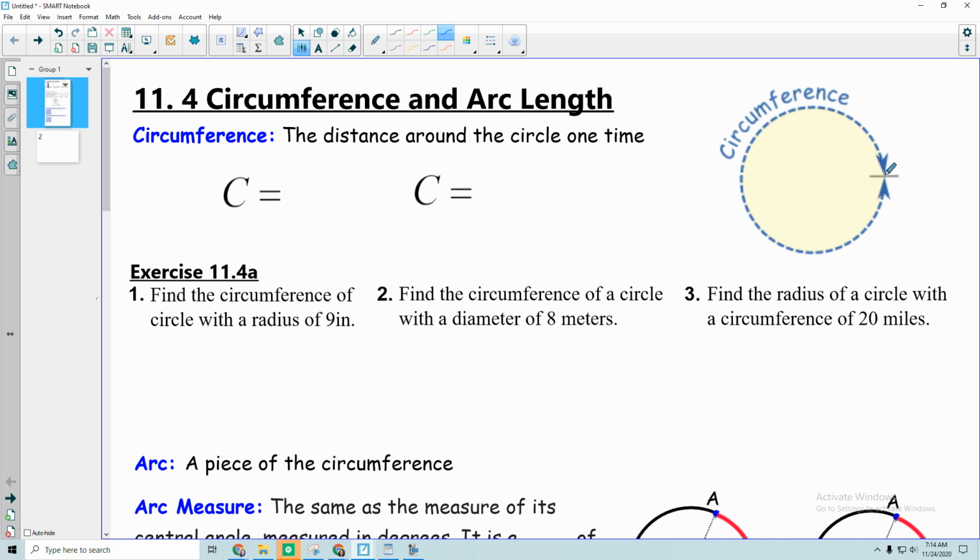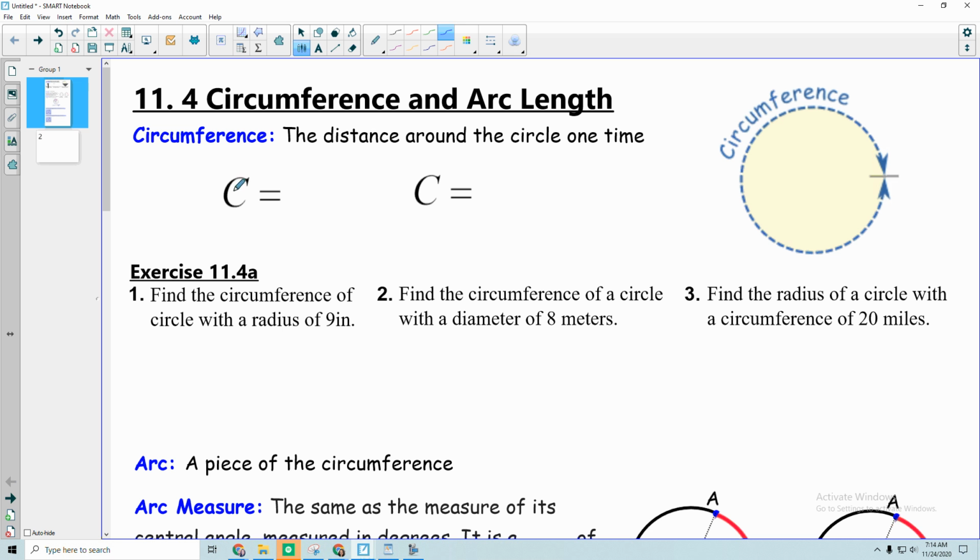So let's say I start here and I take a lap around the circle. That distance to go around the circle one time is the circumference. Okay. So there are actually going to be two formulas that you'll see when we're calculating the circumference. And what you're going to have to do in problems that deal with the circumference is decide which formula out of the two you're going to use.